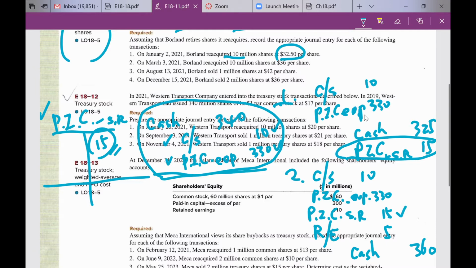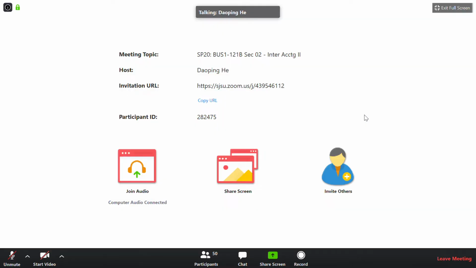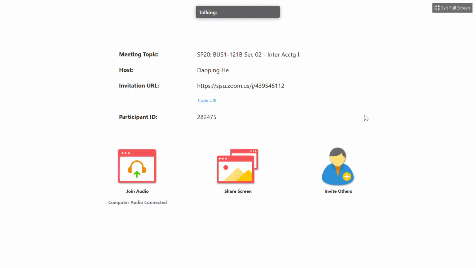Okay, so then number 4 is just stock issuance. So when we reissue, we sold at 42 per share, right? So it's just like these journals, but with different numbers here and different numbers here. So you can solve that problem, right? So this is just a basic situation. Okay, so let's go back to the PowerPoints.